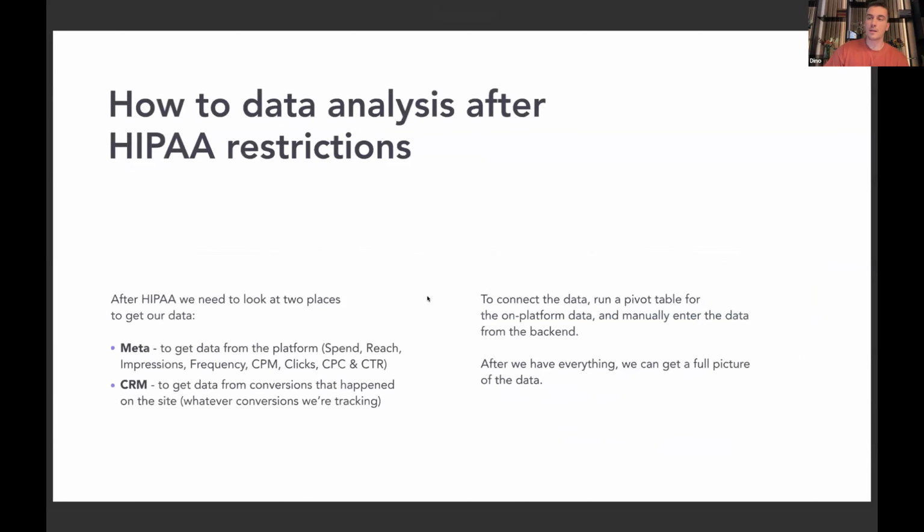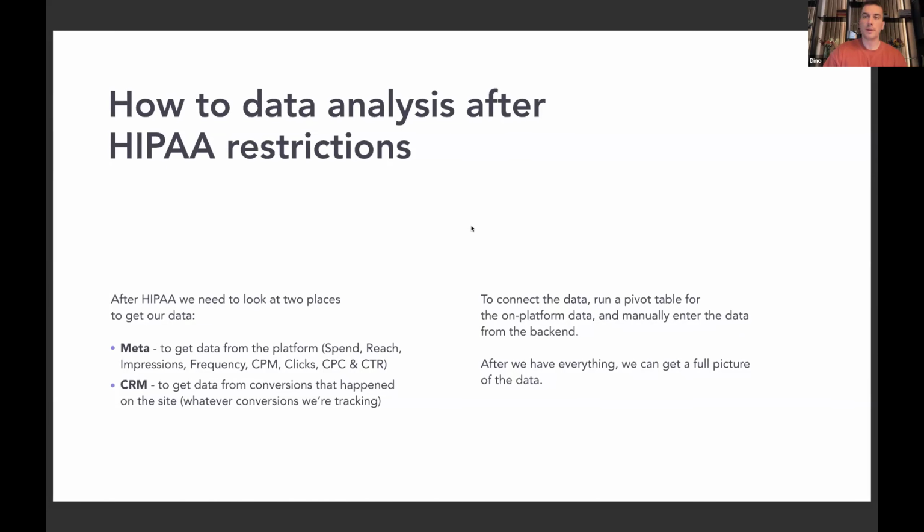So how do we analyze, how do we get this data together? After HIPAA guideline changes, we look at the data from two platforms. Part one is Meta, getting the things that we care about, spend being a very important one. Clicks, CPC, we also care about reach and impressions. The other metrics are basically less important, but you download that data and make sure the time frame is the same as the time frame that you are going to be picking the data from your CRM.